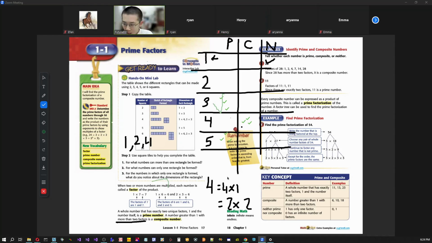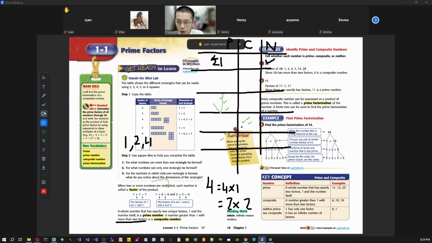Okay, I think this is getting a bit too easy for you guys. So let's make these numbers a bit harder, all right? Let's get rid of 5, 4, 3, 2, 1. Let's go with a bigger number. Let's try 21. So is 21 prime, composite, or neither? I'm going to erase a bit more stuff.